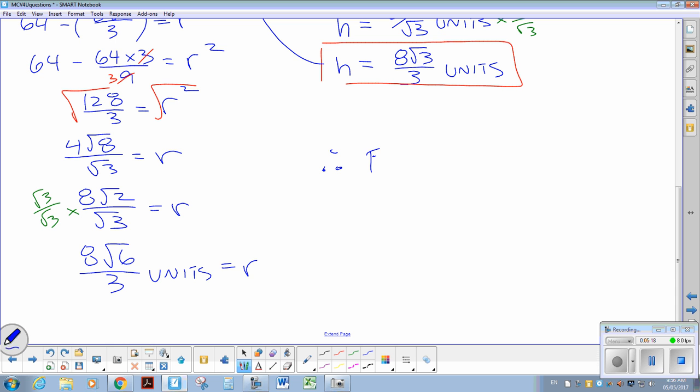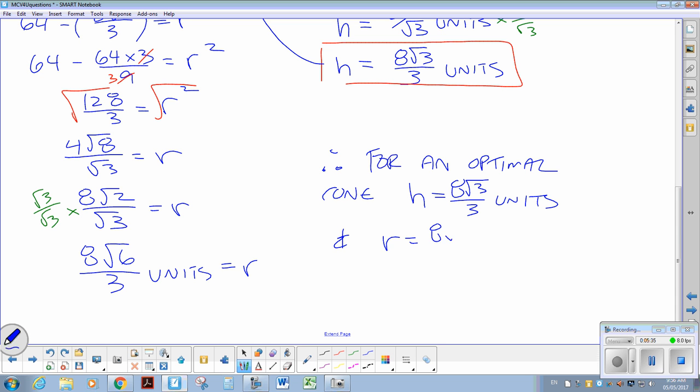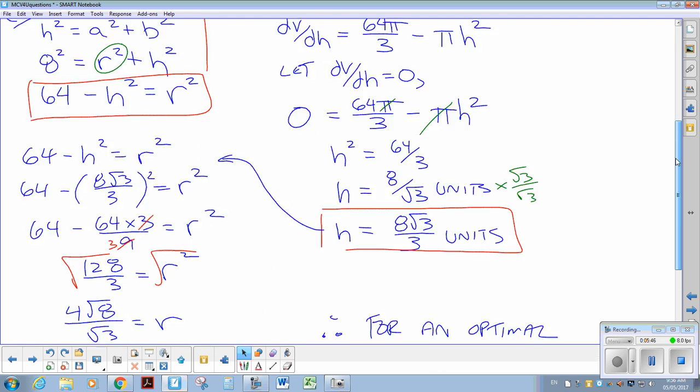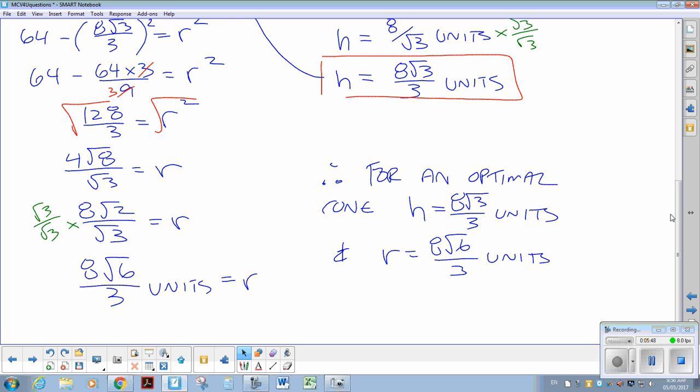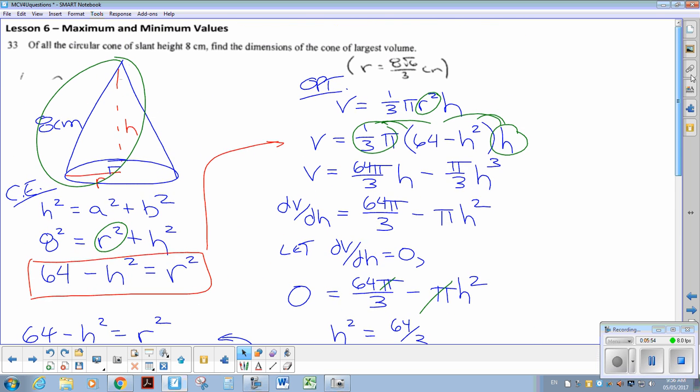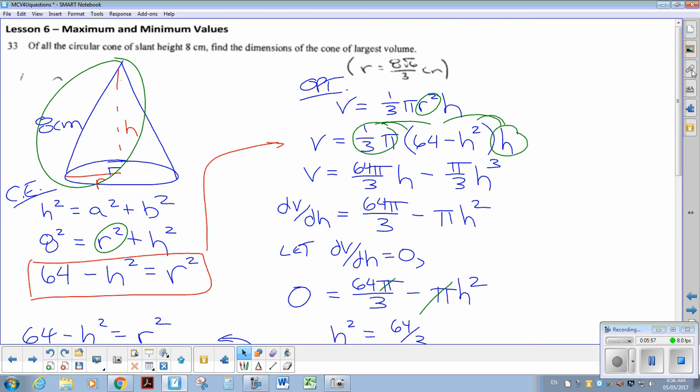So therefore, for an optimal cone, H has to be 8 root 3 over 3 units, and R has to equal 8 root 6 over 3 units for that to work. And if you check the answer at the top, in the right area, there we go. So that is the process to determine the optimal dimensions for a cone with a slant length of 8. If you have any questions or need clarification, let me know, and I'll try to give you a hand.